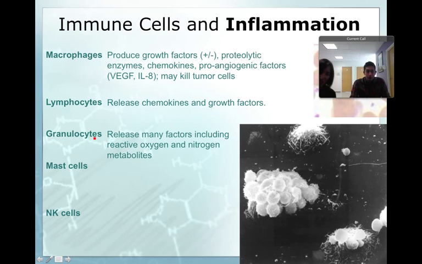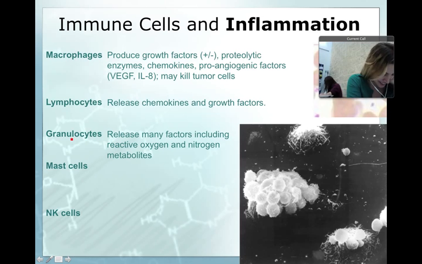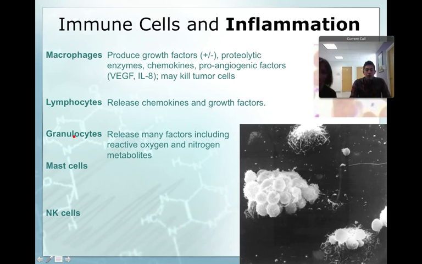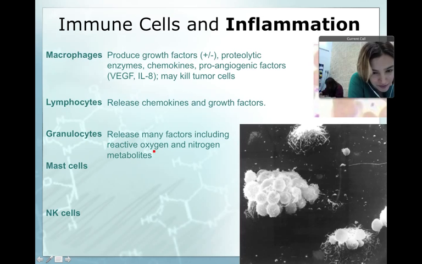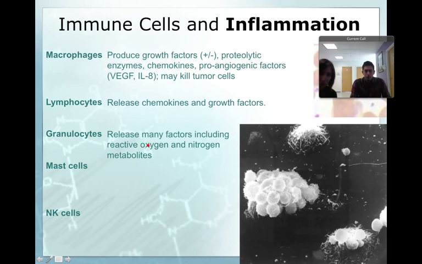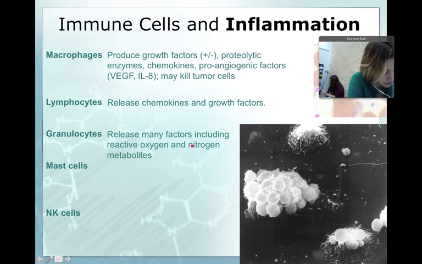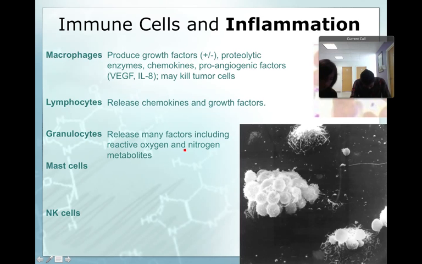Yeah. So then you have granulocytes, right? Granules. They have a lot of grains in them. They have a lot of granules in them that contain enzymes, that contain cytokines that they release. And so that includes reactive oxygen species or enzymes that produce them, like superoxide dismutase and others, and nitrogen metabolites like nitric oxide, right, which itself is a nitrogen metabolite.